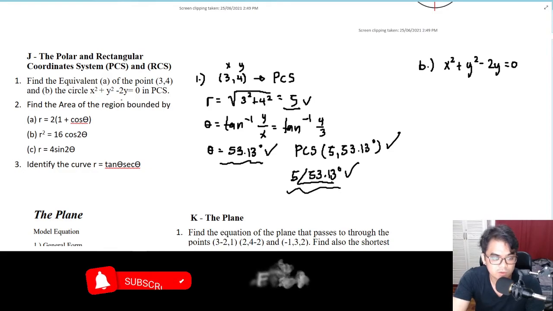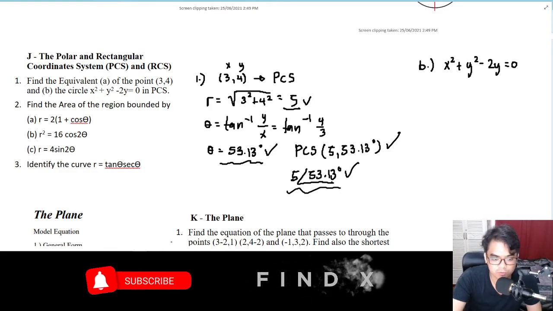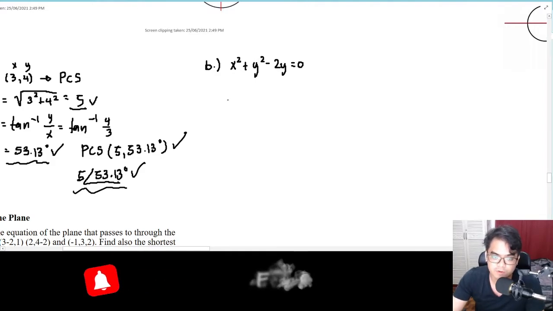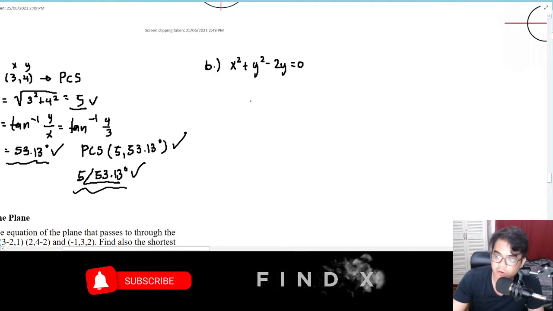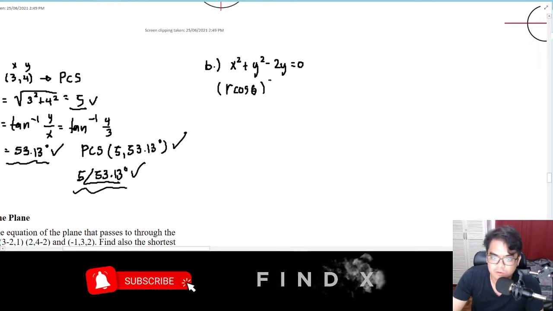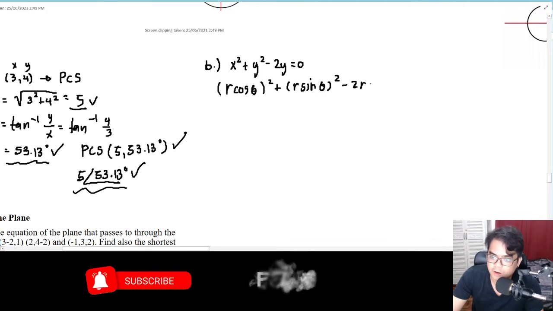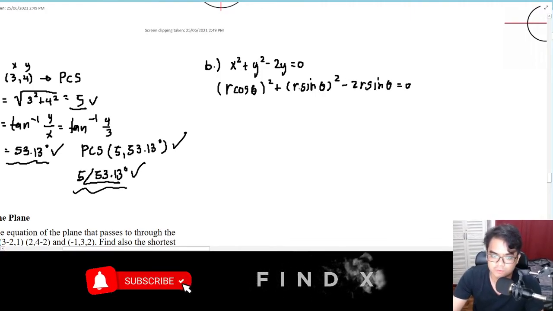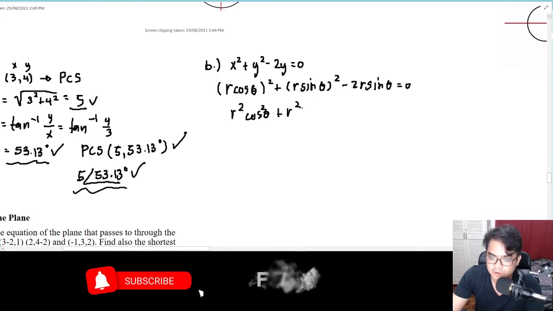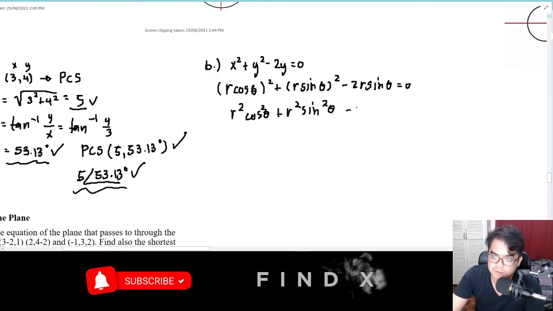For letter B, the circle x squared plus y squared minus 2y equal to 0. We have to convert this into polar coordinates. As you can see, going back to that relation, x is equal to r cosine theta and y will be equal to r sine theta. So (r cosine theta) squared plus (r sine theta) squared minus 2r sine theta equal to 0. If I distribute the squares, you'll have r squared cosine squared theta plus r squared sine squared theta, and then minus 2r sine theta equal to 0.